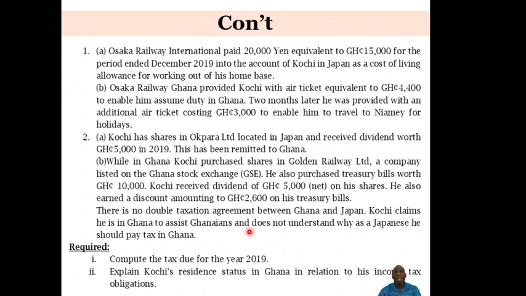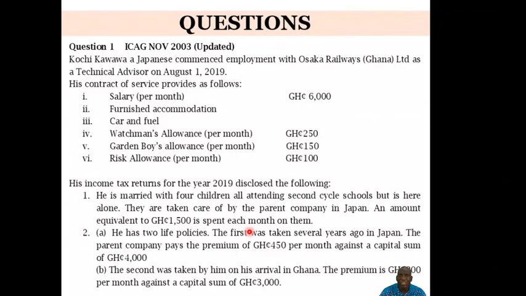Explain Kochi's resident status in Ghana in relation to his income tax obligation. Let me take the second one. Remember, Kochi was employed on 1st August 2019. We were not told when Kochi was present in Ghana, but since we knew when he was employed, we will take it that Kochi came to Ghana on 1st August 2019. So counting will start from that time.